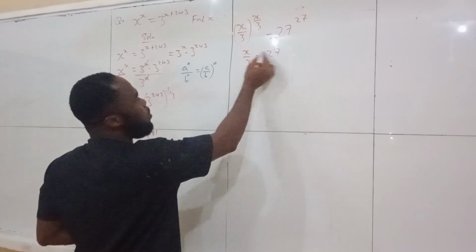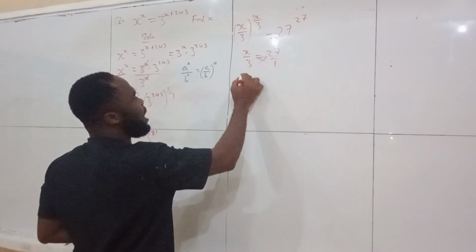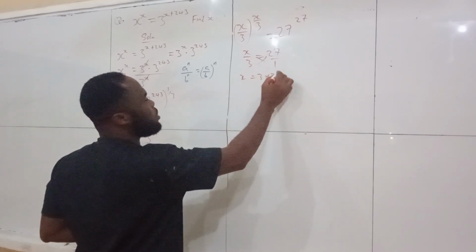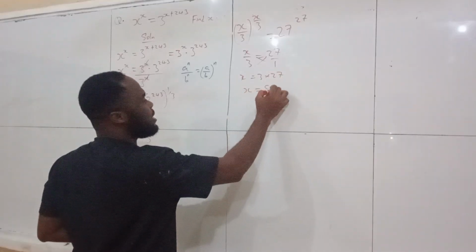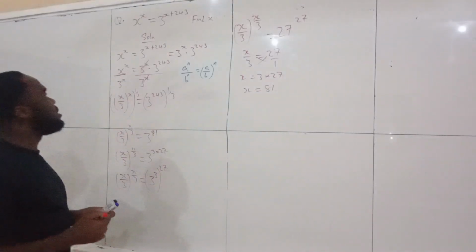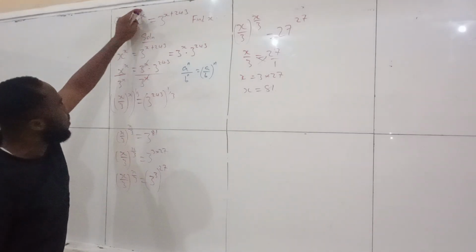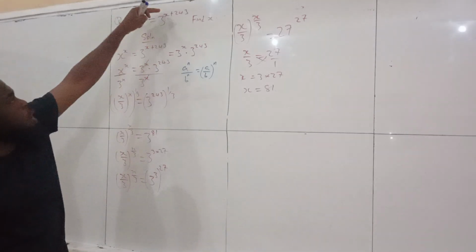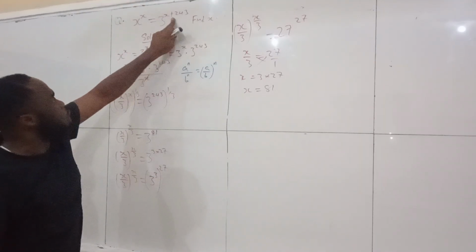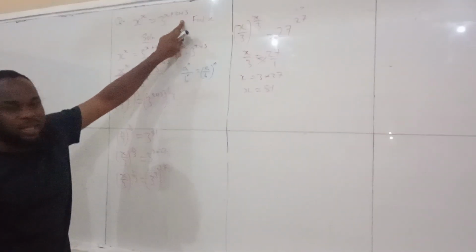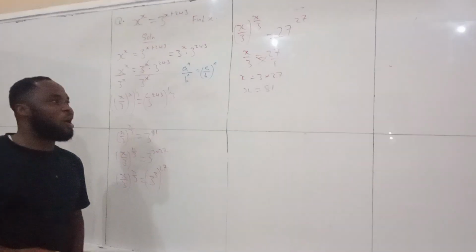Now when we cross multiply, we're going to have that x is equal to 3 times 27. And what is the value of x? 81. Very simple. So when you substitute x as 81, 81 raised to the power of 81 must be equal to 3 raised to the power of 81 plus 243.